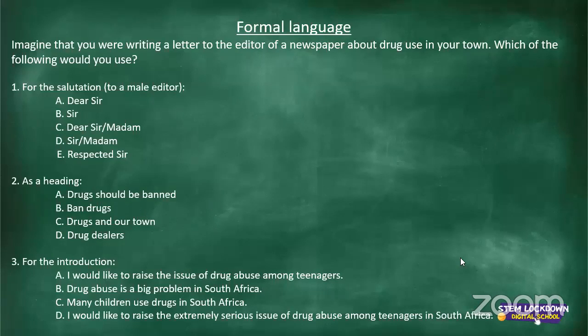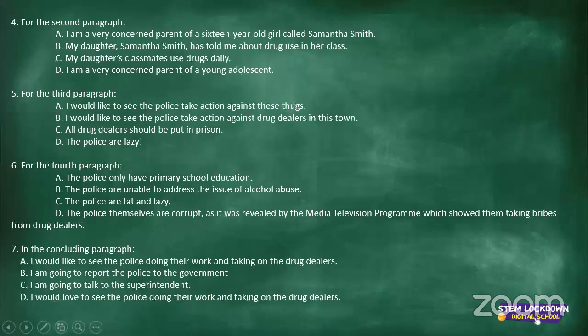Right, let's move on to number 3 for your introduction. What would be your introduction? Would it be A, B, C, or D? No, those who said B, that's incorrect. So your introduction would be D. The correct answer would be D. So you would start your letter by saying that I would like to raise the extremely serious issue of drug abuse among teenagers in South Africa. Okay. So for the second paragraph, after you have written your first paragraph, what would be your second paragraph?